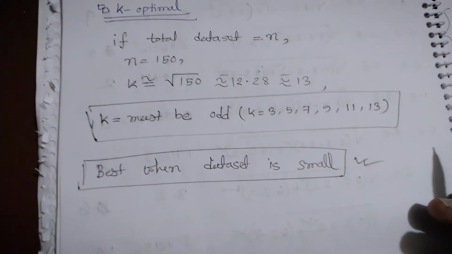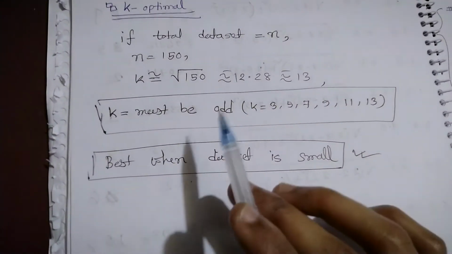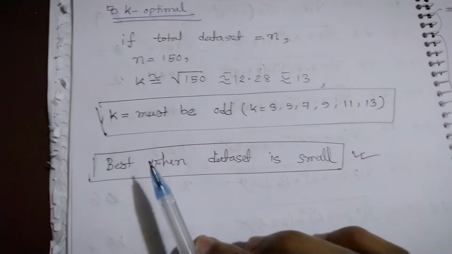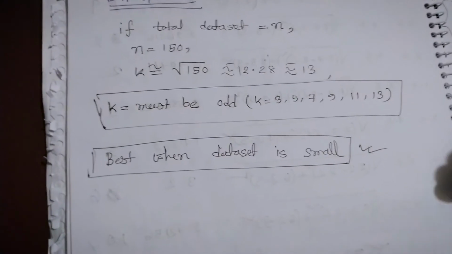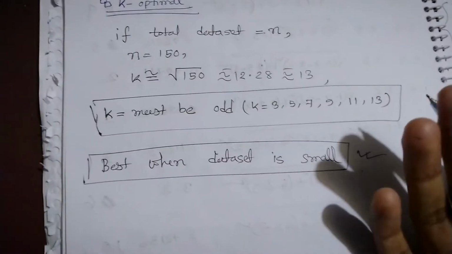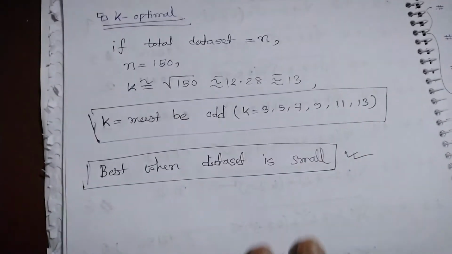The KNN algorithm, which is the k nearest neighbor algorithm, is suitable when the data set is very small, like 100, 200, 500, 600, this type of thing. If it is millions and millions of data, then it would not be that useful.